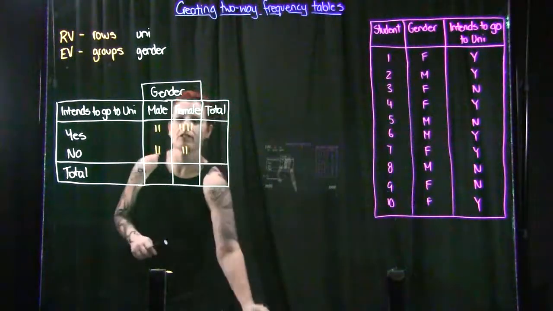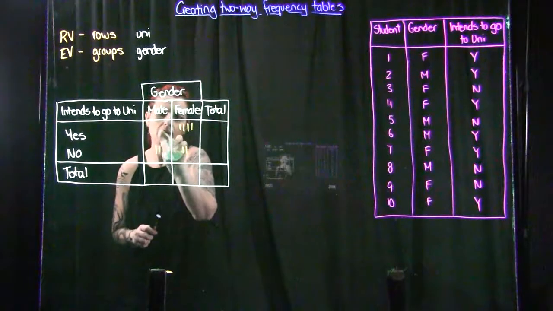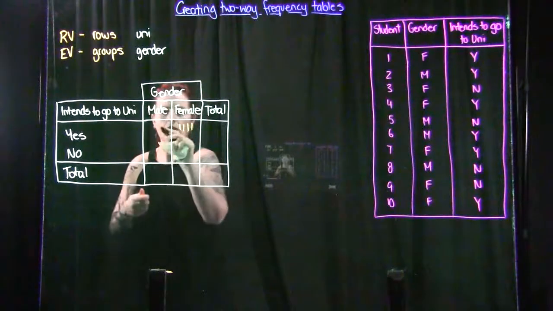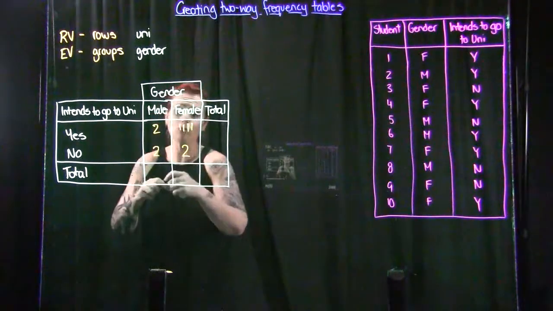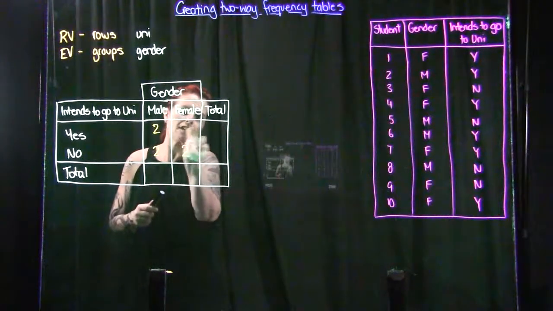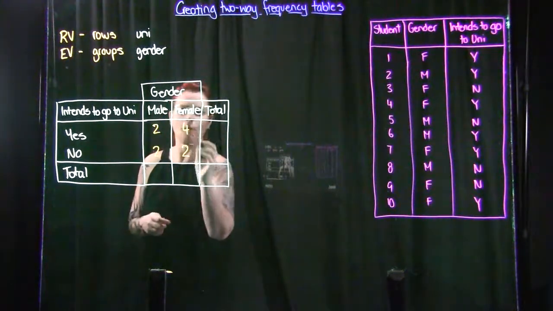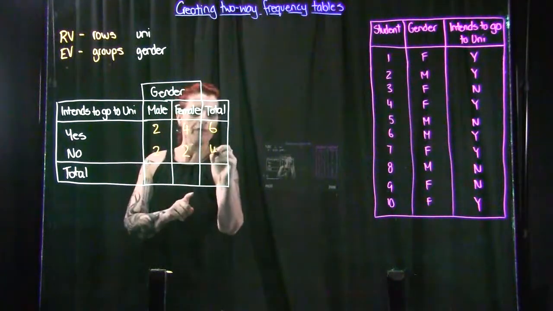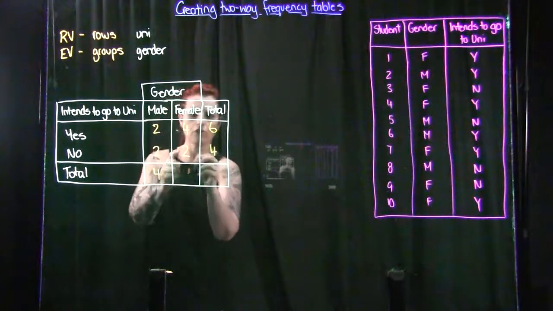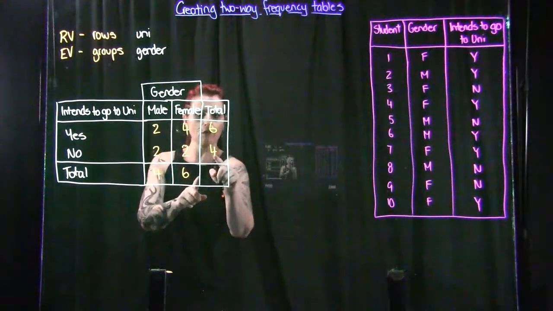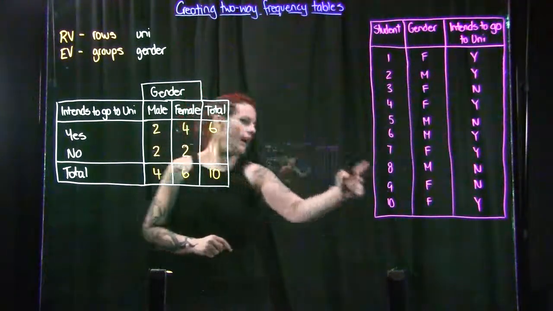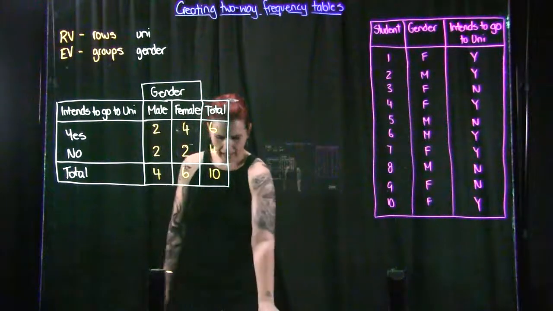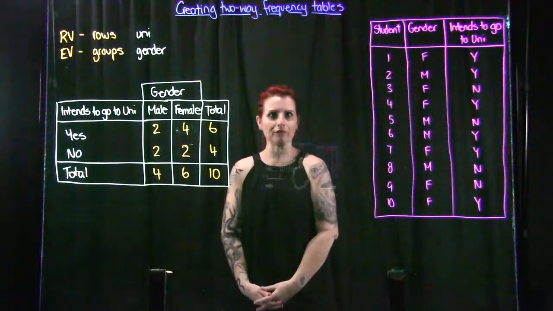So now that I've tallied those, I can actually just replace them with numbers: 2, 2, 2, and 4. I can redraw the table, but I don't really have time to do that in the video. So then we add our rows, add our columns. So 4, 6, and then 2 and 2 is 4. 4 and 2, 6. So 6 and 4 is 10. 4 and 6, 10. Are there 10? Yes, 10 students. So all of my data matches up. And that is how you create two-way frequency tables.